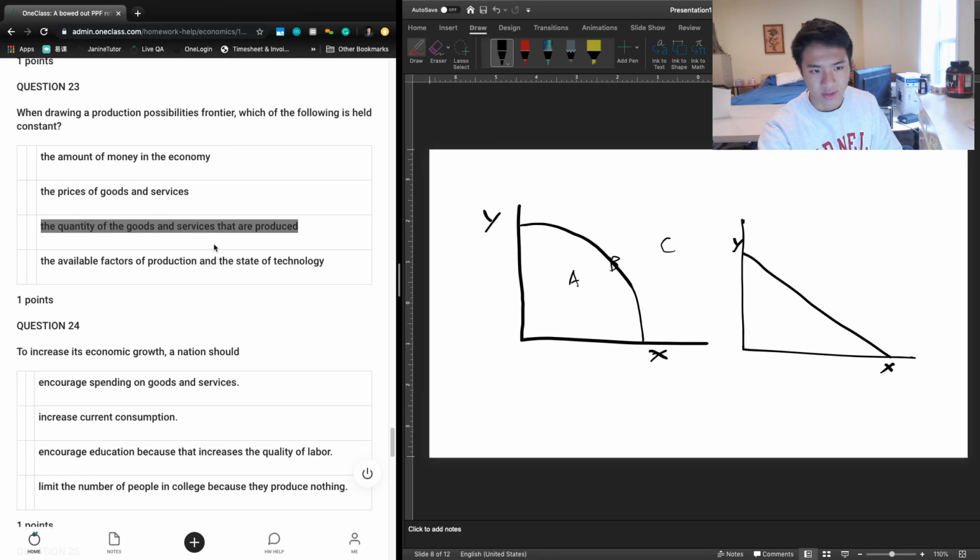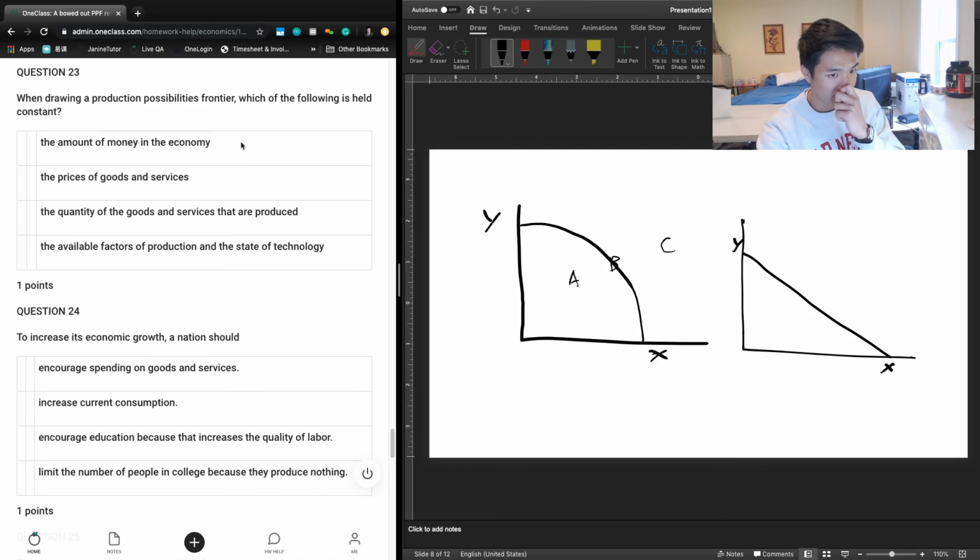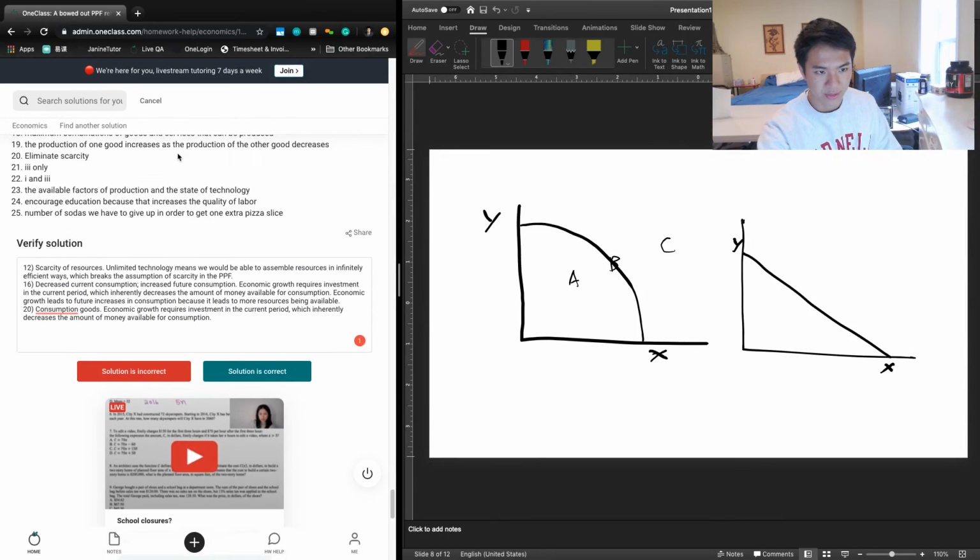C says the quantity of the goods and services that are produced. Again, that's something given by the supply and demand model, not by the PPF, so we're not going to buy that answer either. And finally, the available factors of production and the state of technology. That is a correct answer. Factors of production are our resources, and state of technology says how we can put those resources together. That is what is being held constant when drawing a PPF. If either of these things were to change, we would see a shift in the PPF from what it was before. So available factors of production and the state of technology is correct here.